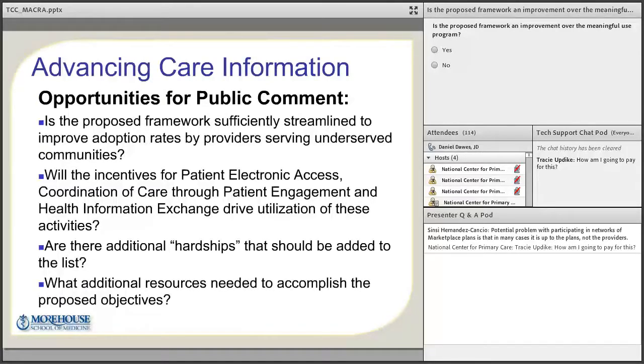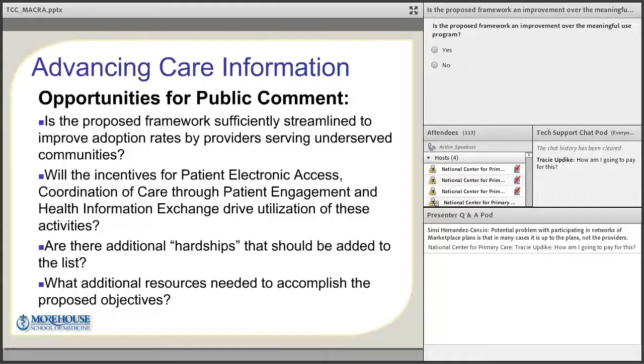So, opportunities for public comment here. Is the proposed framework sufficiently streamlined to improve adoption rates by providers serving underserved communities? We know that hospitals have done very well, about 90% or higher in terms of becoming meaningful users, so adopting health information technology and becoming meaningful users of this technology. But clinicians, and these are primarily physicians, are really between 30 to 40% meaningful users. So they're way behind hospitals in this.